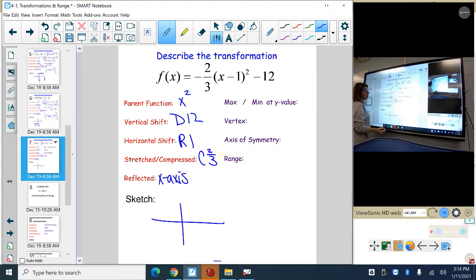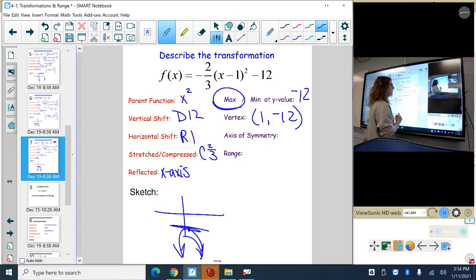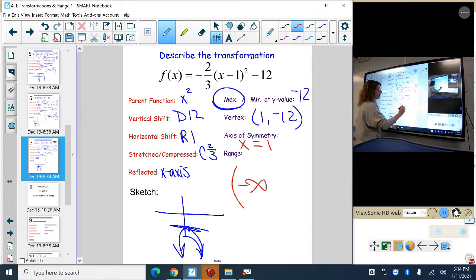I graph this thing. I go to my vertex. Right is positive. Down is negative. So I'm at (1, negative 12). I look at my reflection, and it says that I'm reflected over the x-axis, so I'm opening down. So therefore, I have a maximum at the y value, negative 12. The axis of symmetry is always x equals h. h is 1 here. And I read this thing from bottom to top. I start at negative infinity, and I go all the way to my maximum y value, which is negative 12, and it can be that value.